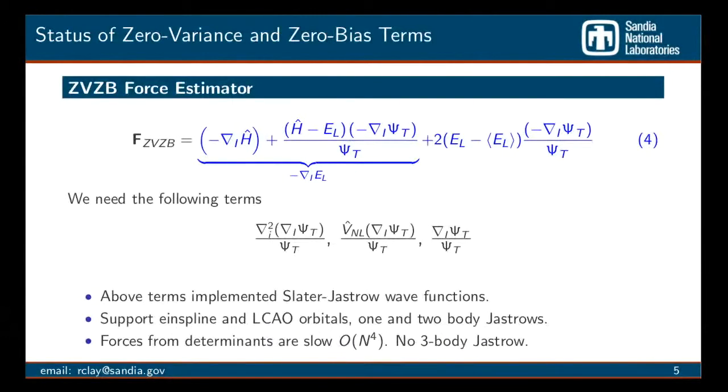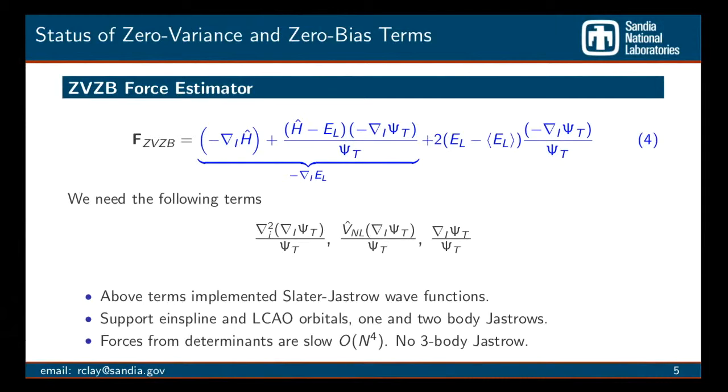Most recently, we have been going through the code and trying to implement the so-called zero-variance and zero-bias terms. Basically what we need in order to pull this off are these following terms here. Most of the complexity comes from the Hamiltonian acting on the derivatives of the trial wave function. Fortunately, we have implemented the kinetic energy contribution to the local energy, the non-local pseudopotential contribution to the local energy, and just our usual analytic derivatives over here.